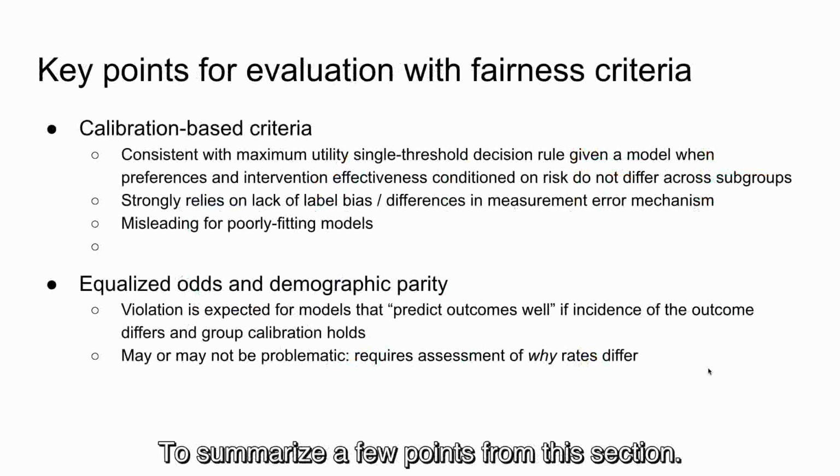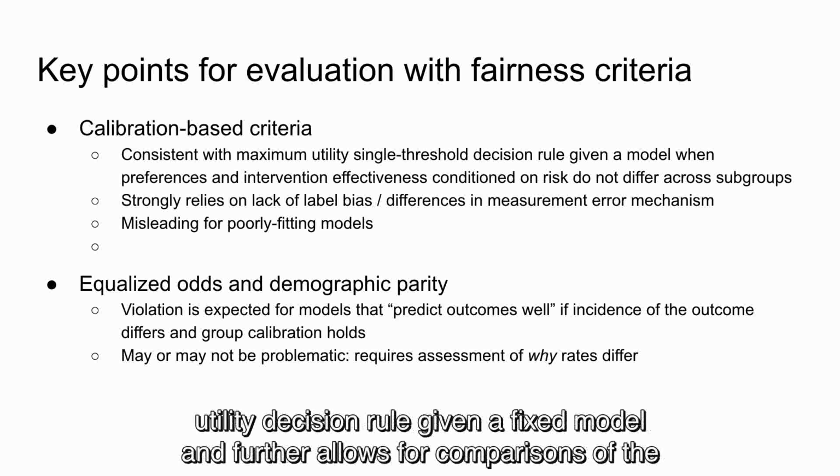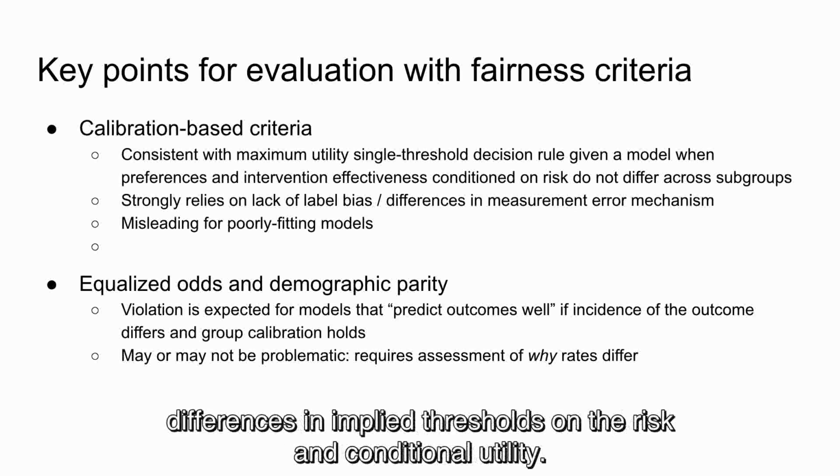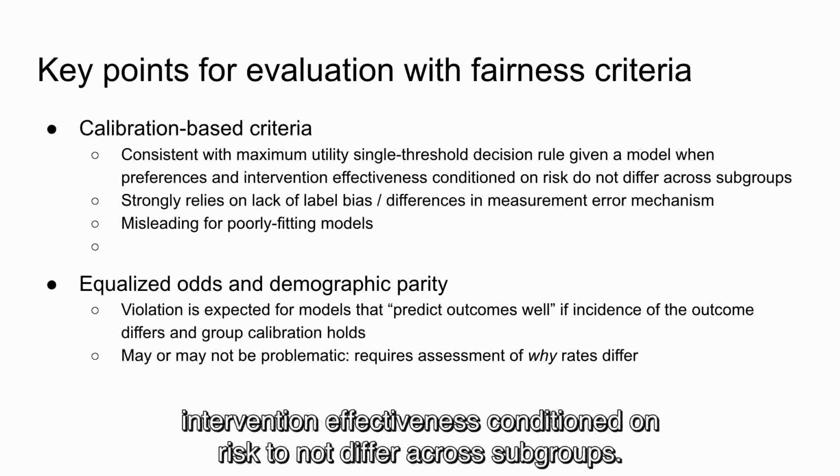So to summarize a few key points from this section, first, calibration-based fairness assessment is consistent with the use of the maximum utility decision rule given a fixed model, and further allows for comparisons and differences in the implied thresholds on the risk and conditional utility. An important detail here is that this argument relies on the preferences and the intervention effectiveness conditioned on risk to not differ across subgroups.